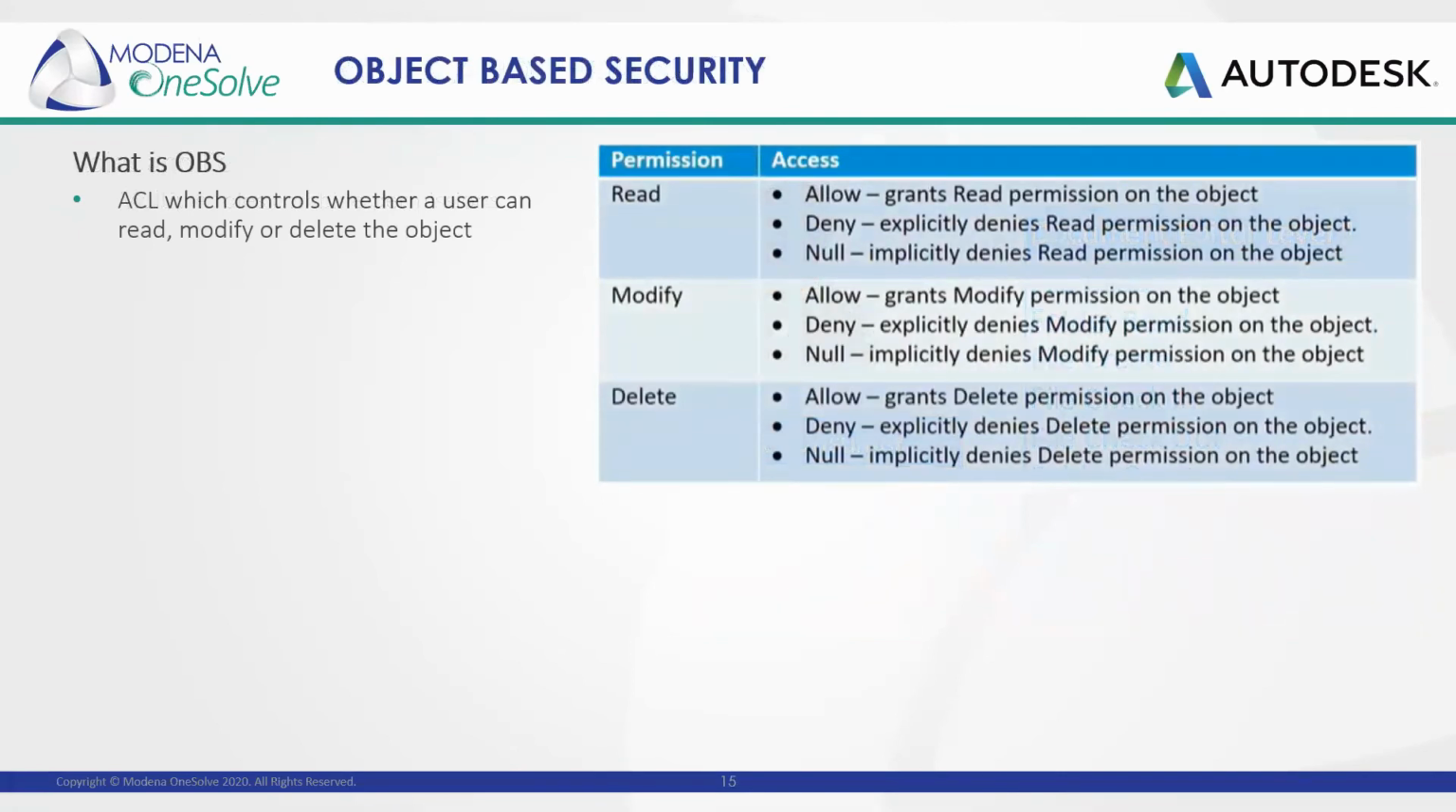Going on to object-based security. Object-based security is applied to a particular object. For example, this could be a file or perhaps a custom object. It includes read, modify, and delete. There's also an option to download. That option is not demonstrated over here.